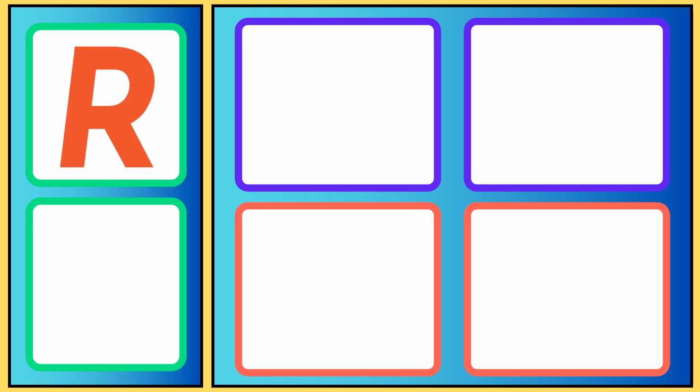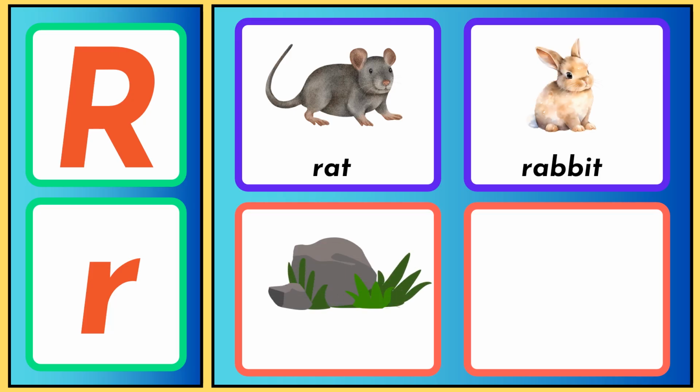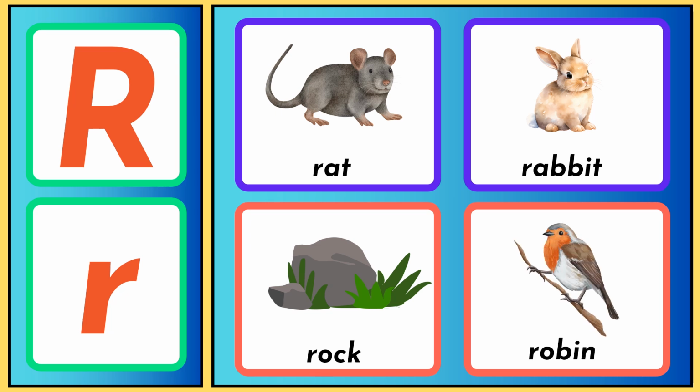Capital letter R, small letter R. R says R. R is for rat. R, rabbit. R, rock. R, robin. R.